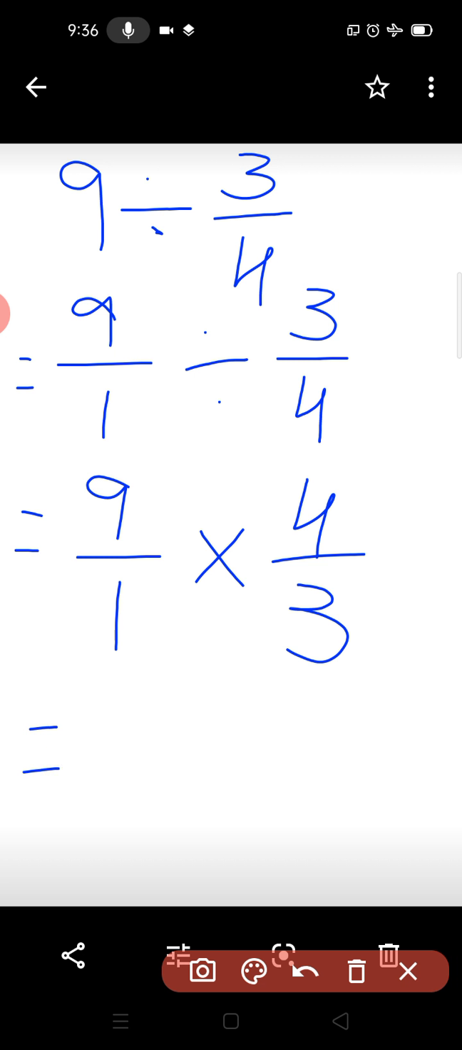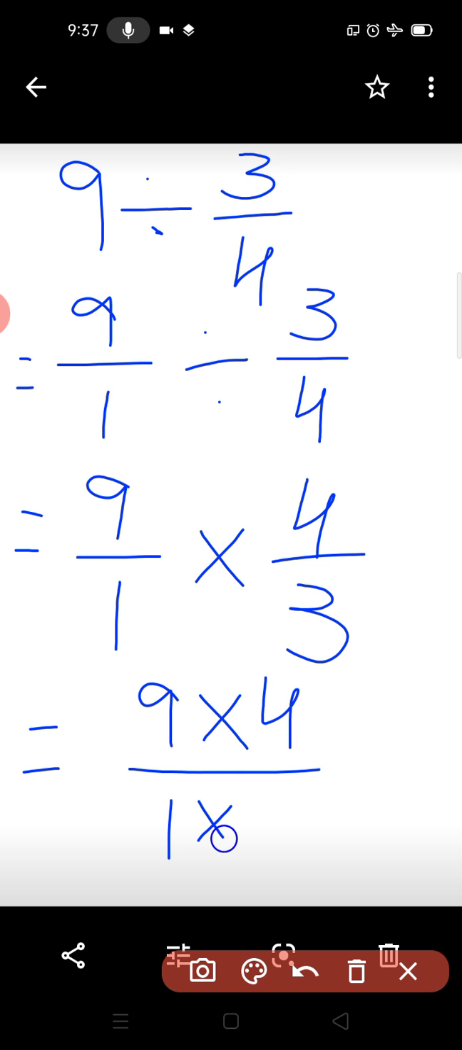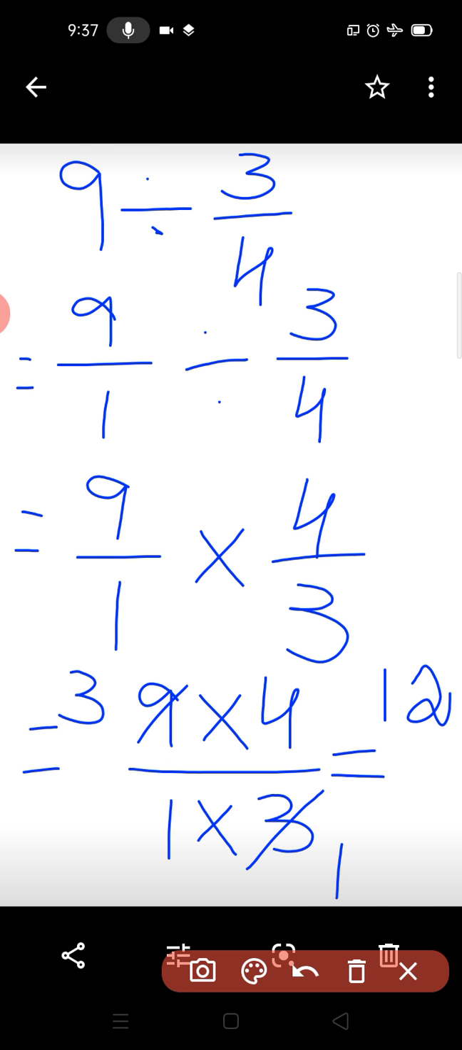Now product of numerators, because it is a multiplication now. Product of numerators by product of denominators. Verify for the common factors. Here 3 ones are 3 and 3 threes are 9. So what are the remaining numerators? 3 and 4. 3 fours are 12 and the denominators 1 and 1. 1 ones are 1. 12 by 1 is simply 12. So our answer is 12.